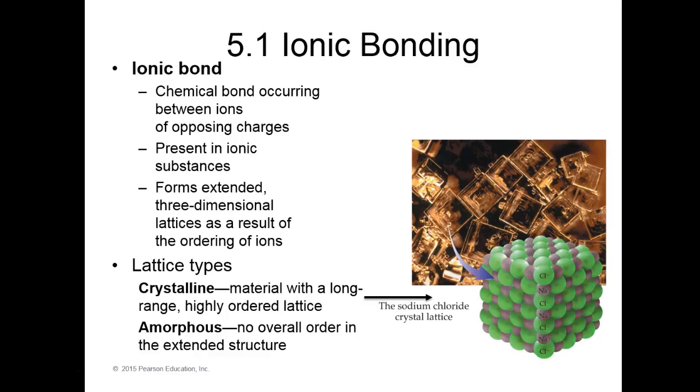There are two types: crystalline, which is a material with a long-range, highly ordered lattice, as you can see on the right, or amorphous, which has no overall order. It's just all over the place.